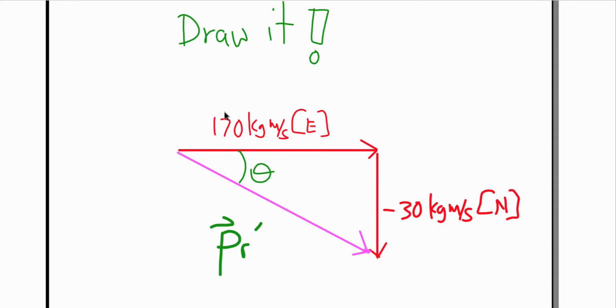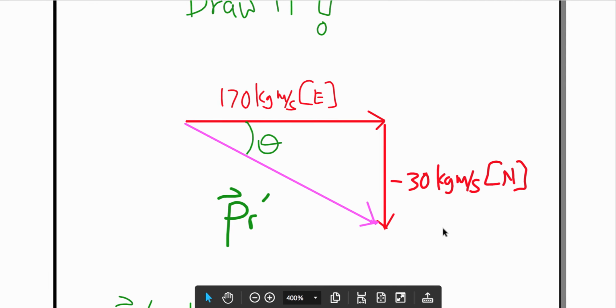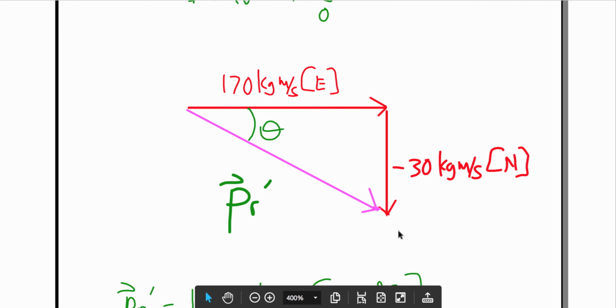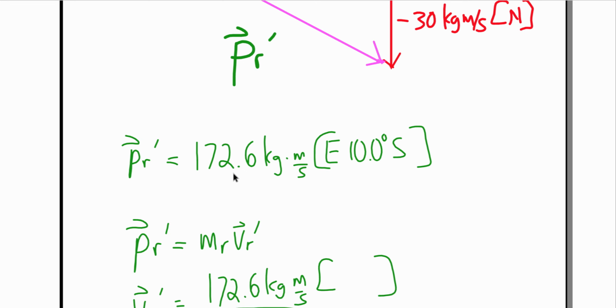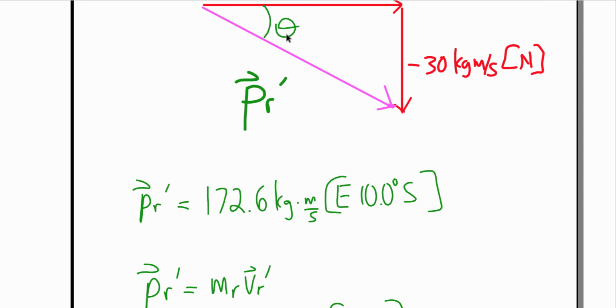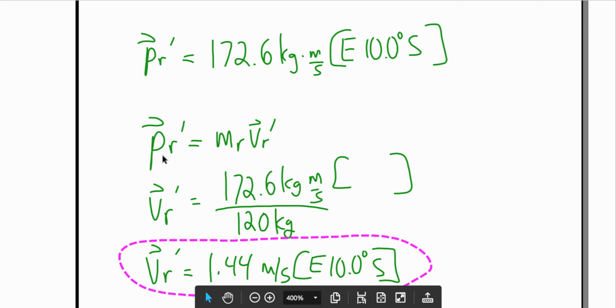So this was the momentum before, 170 kilogram meters per second east. Now, minus 30 kilogram meters per second north. So it looks like this. So 170 kilogram meters per second east, negative 30 kilogram meters per second north. We notice we have a right angle triangle. We can solve for the hypotenuse. And when we solve for it, we get 172.6 kilogram meters per second. The angle, which is theta right here, is just by using tan. It's 10 degrees.